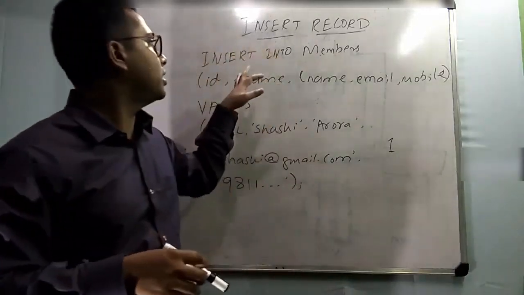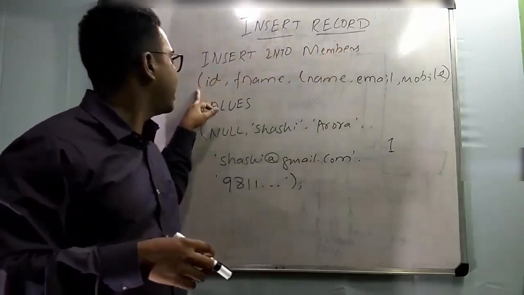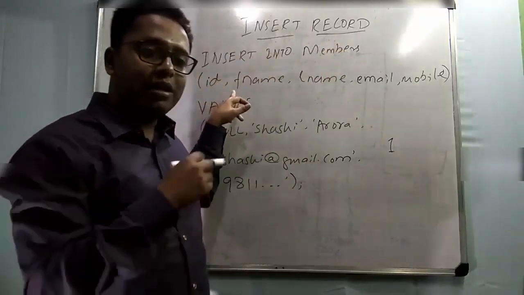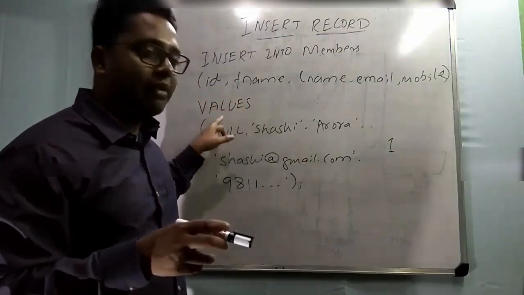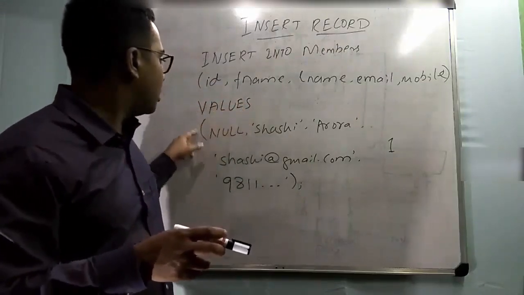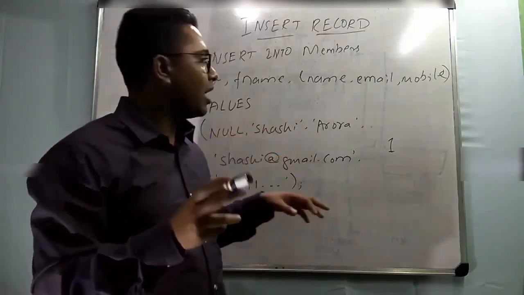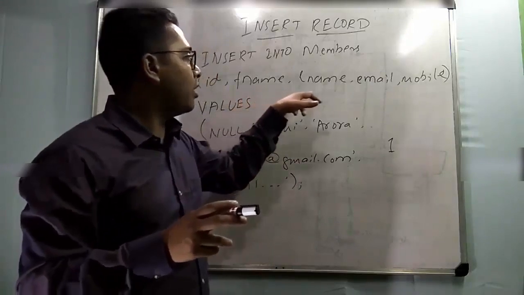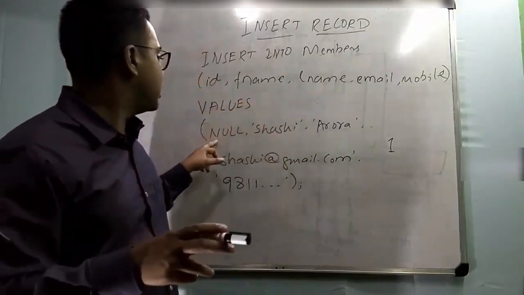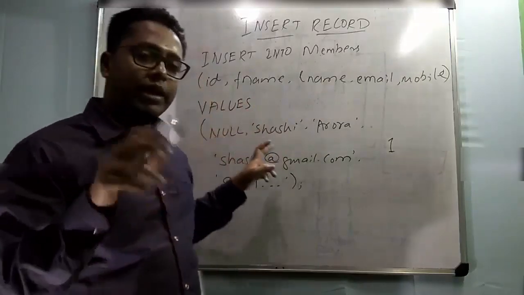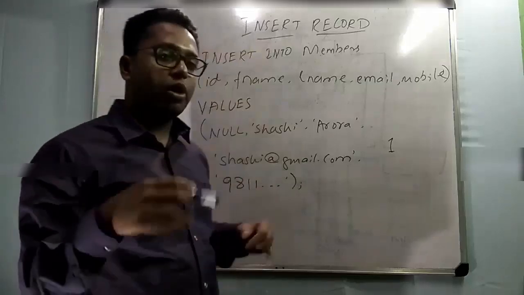We need to start with insert into, and then the name of the table, followed by a bracket, and inside that bracket we enter all the fields that we created inside the table. Then we type values, followed by a bracket, and enter the values or the information that we want to store inside all these fields. The one thing that you need to remember is this ID, since while creating the table we had mentioned that the ID field should be auto incremented.